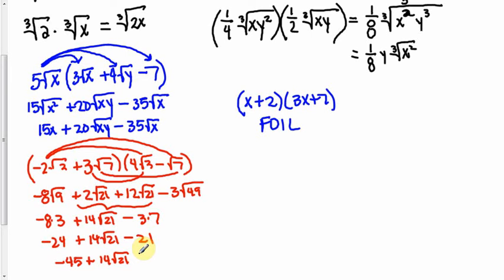Okay, let me give you one to do. Square root of 3 minus the square root of 10 times 10 root 3 plus 3 root 10. Be careful with your signs and be careful with what's on the outside and what's on the inside.